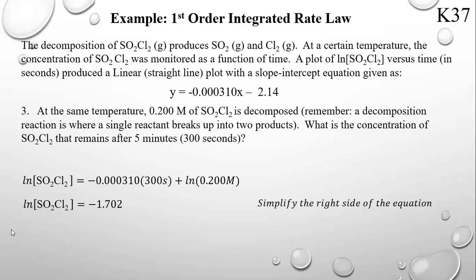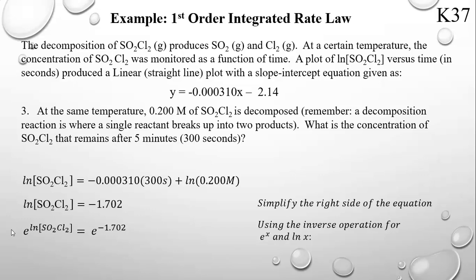But we're not interested in the natural log of SO2Cl2. We're interested in what is the concentration of SO2Cl2. So again, you use your little manipulation with e and natural log, the inverse, to get that SO2Cl2 out of the natural log. So you do that. That means you also have to raise e to the power of negative 1.702.